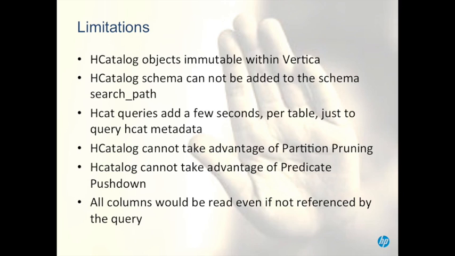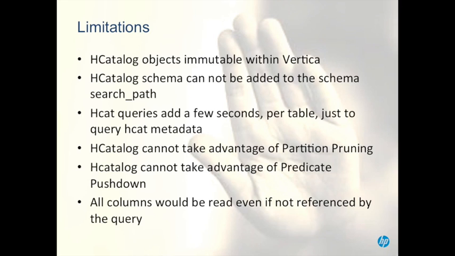And one of the other things is that you can't take advantage of partition pruning with the HCatalog data, and predicates are not pushed down. So when you're retrieving the records from Hive, basically you're going to retrieve all the records from Hive, and then they're going to be filtered in Vertica. So do keep that in mind, that this does add some performance issues with the HCatalog data.